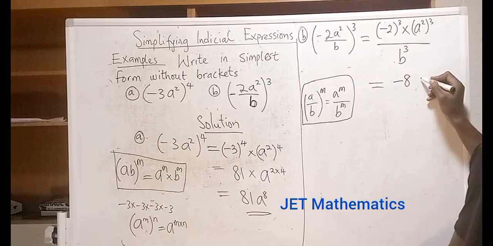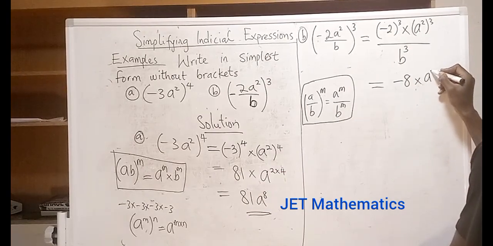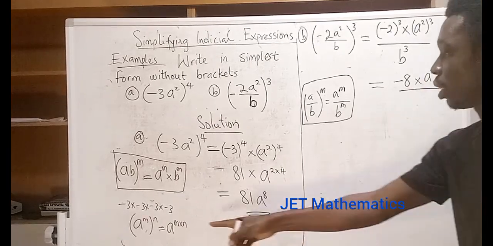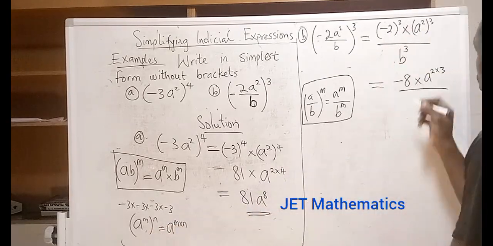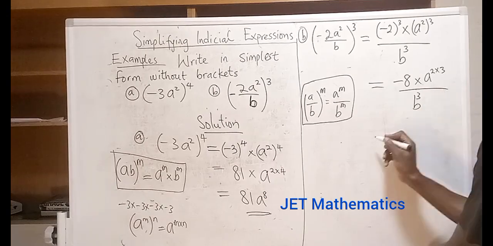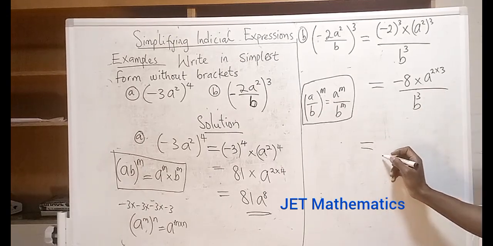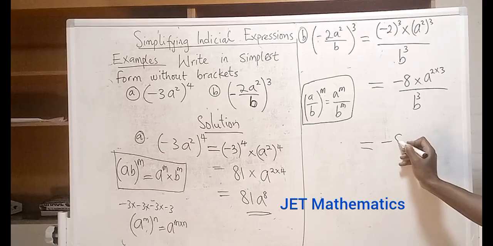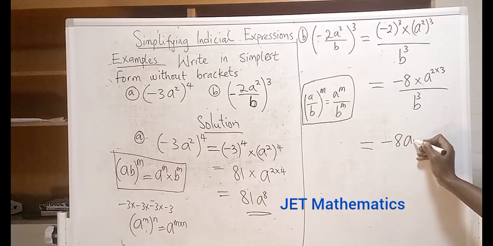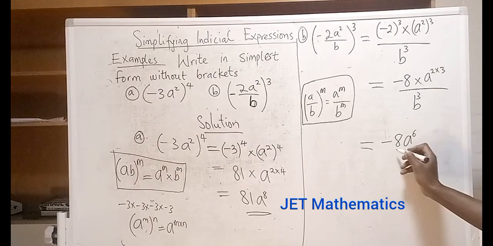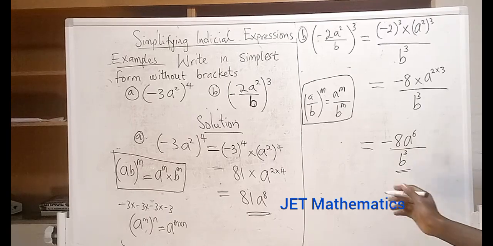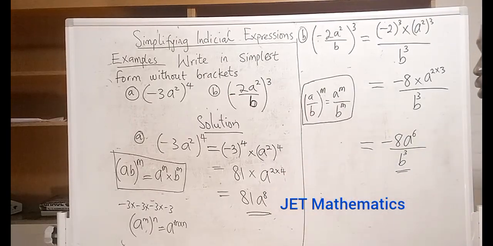And then this gives us a to the power of 2 times 3. You should be familiar with solving problems like that now using this law. So our final answer here will become minus 8a raised to the power of 6, since 2 times 3 is 6, all over b raised to the power of 3. So we've been able to write these expressions by removing the brackets.